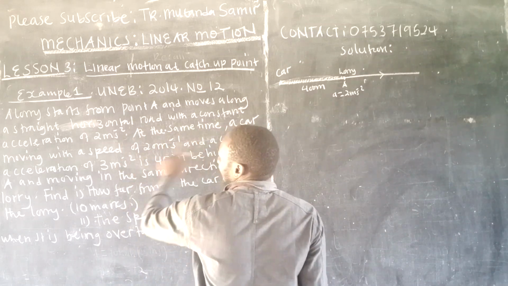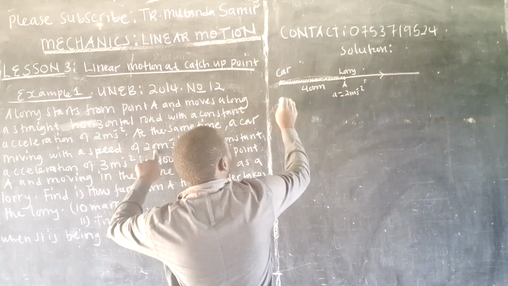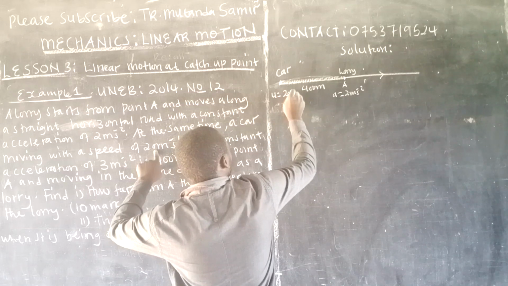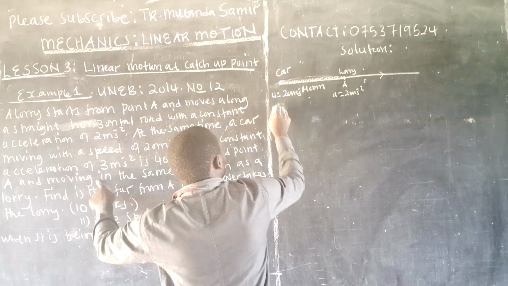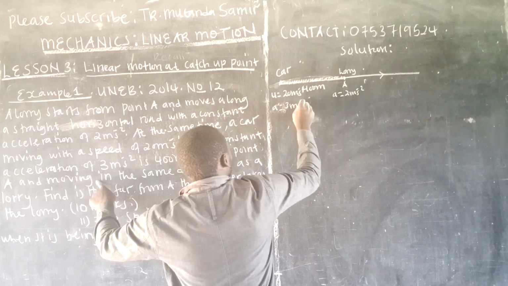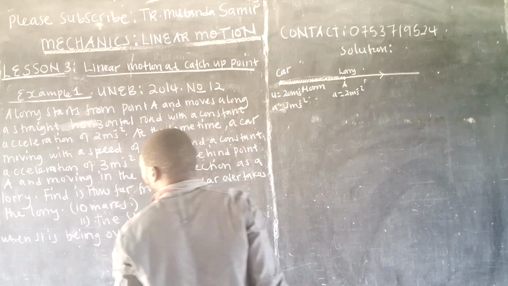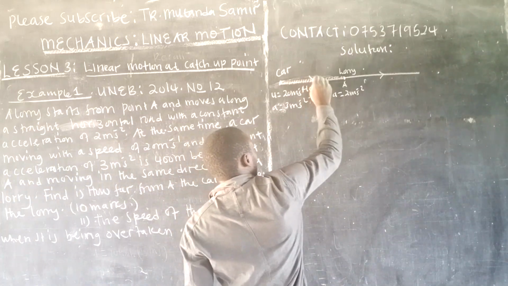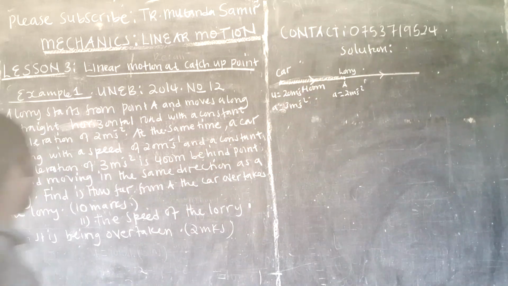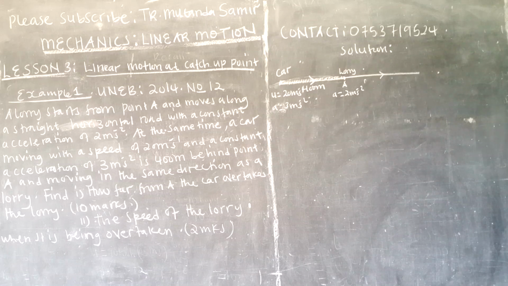At the same time, a car moving with a speed of 20 meters per second and a constant acceleration of 3 meters per second squared is moving in the same direction. So the car is moving in the same direction as the lorry.